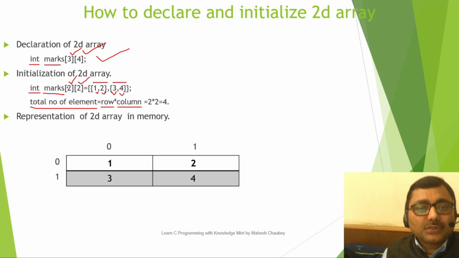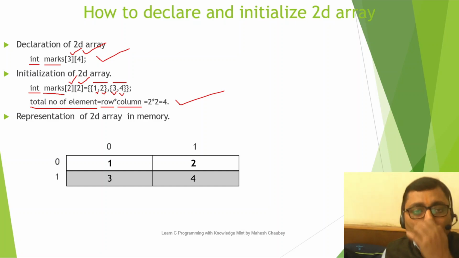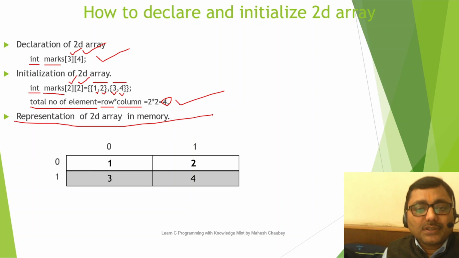Number of rows 2, number of columns 2, 2 into 2 is 4, means now this int marks[2][2] will be able to store 4 elements of integer type. Inside memory, as I've already said, this is the place for the first element, second element, third element, fourth element.